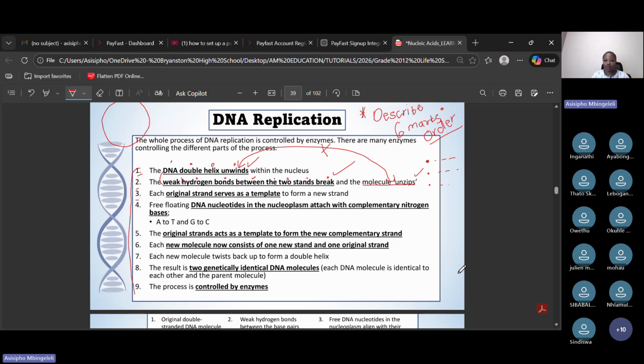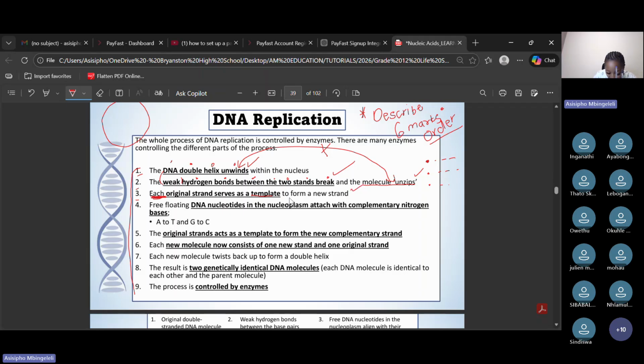Now, when the molecule unzips, we then end up having these 2 separate strands, which is what we want. Yay, we are on point number 3. But now what's going to happen to these 2 strands? We are going to use them. So the words that you need to use here, as much as this is not highlighted, I need you to highlight it. We have 2 strands. Both of these strands are going to be used to serve as a template to form a new strand. The tick is normally at the end.